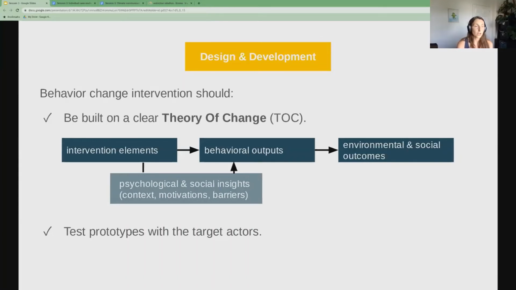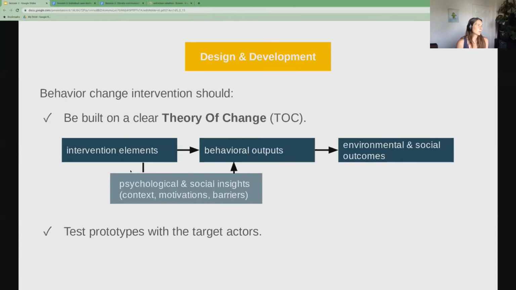want to upscale it. Or if you're doing an education campaign, you might want to do it in one school first or in one setting first, see how it goes, and then based on that success, you upscale it. So testing prototypes with certain subgroups of your actors, of your targeted audience, is a really good way of doing it. So that's the design and development process.